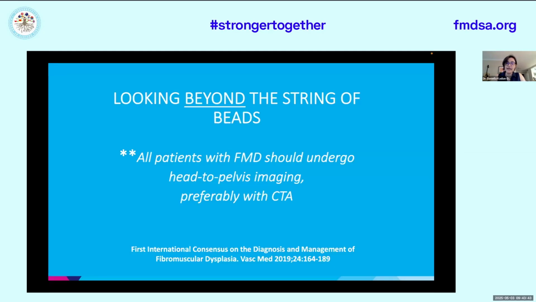So again, for any patient with FMD, we automatically get head to pelvis imaging, preferably with a CT angiogram. The reason for that is with MRA, particularly below the neck, for those of you that have had the study, you'll recall you have to lie very, very still and try not to move. Even a little bit of breathing can register as an irregularity in the wall of the artery, and that may be mistaken for multifocal FMD.